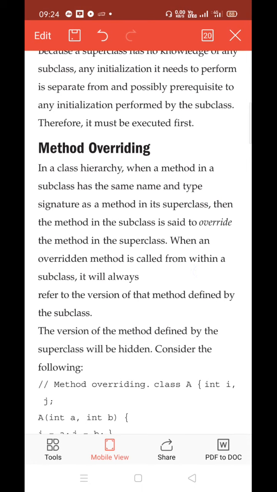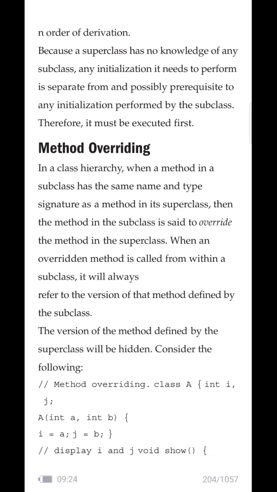So when an overridden method is called from within a subclass, it will always refer to the version of the method defined by the subclass itself. So it is something like two different members having the same name now. The subclass inherits the property of its parent, that is the superclass, as well as it has its own property. It is something like in a single classroom, two members with the same name. There is a name conflict.